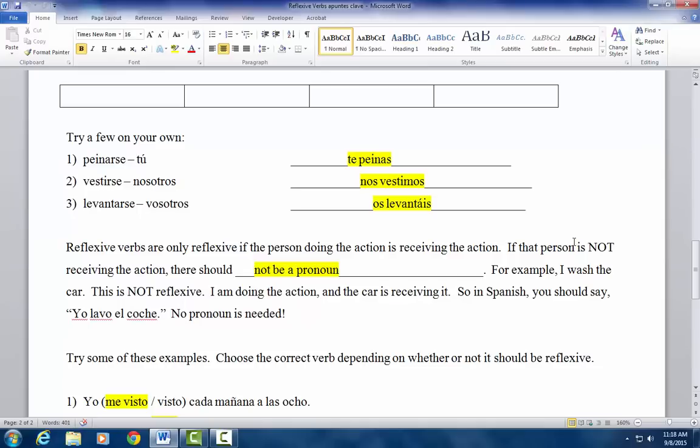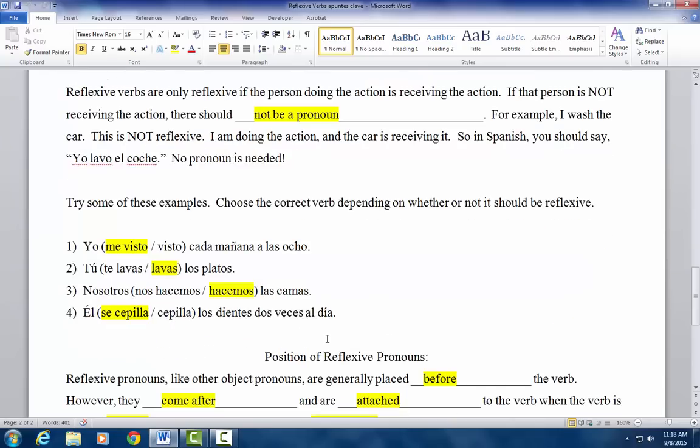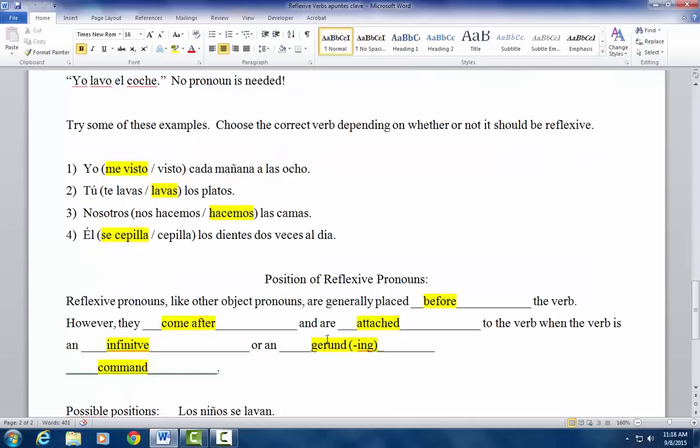For example, I wash the car. This is not reflexive. Yes, I'm doing the action, but the car is receiving it. So in Spanish, you would say, yo lavo el coche. There's no pronoun needed for that. For this next section, let's choose the correct verb depending on whether it should be reflexive or not. Yo me visto cada mañana, because you dress yourself. Tú lavas los platos, because you wash the plates. Who's receiving the washing? The plates. You're doing it. So there's a difference in subject and object there.